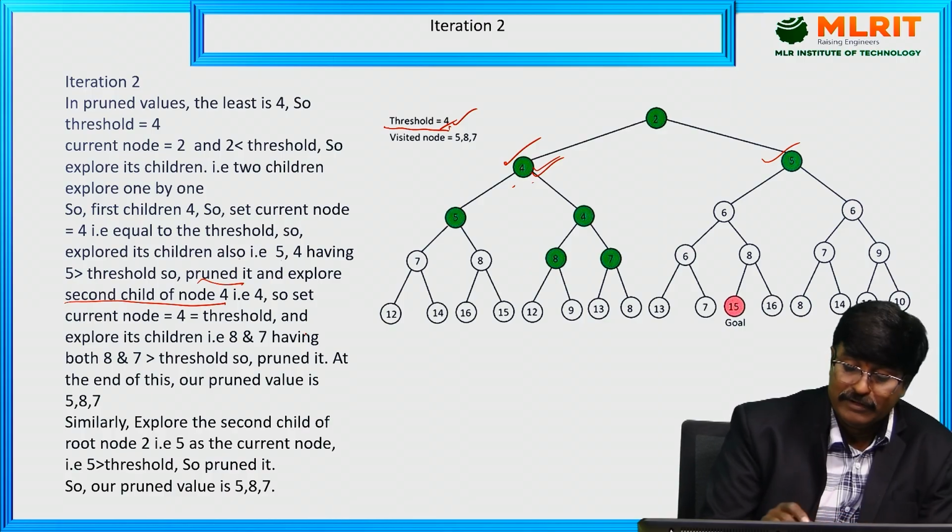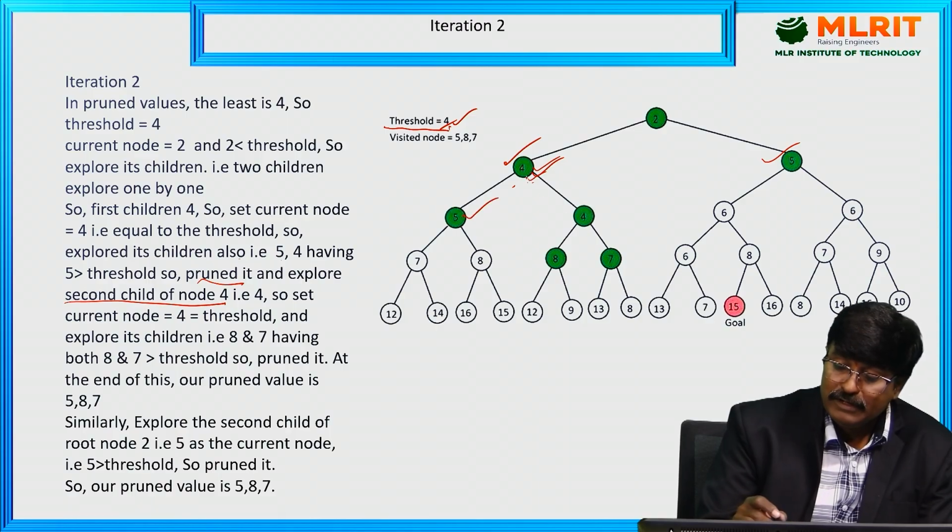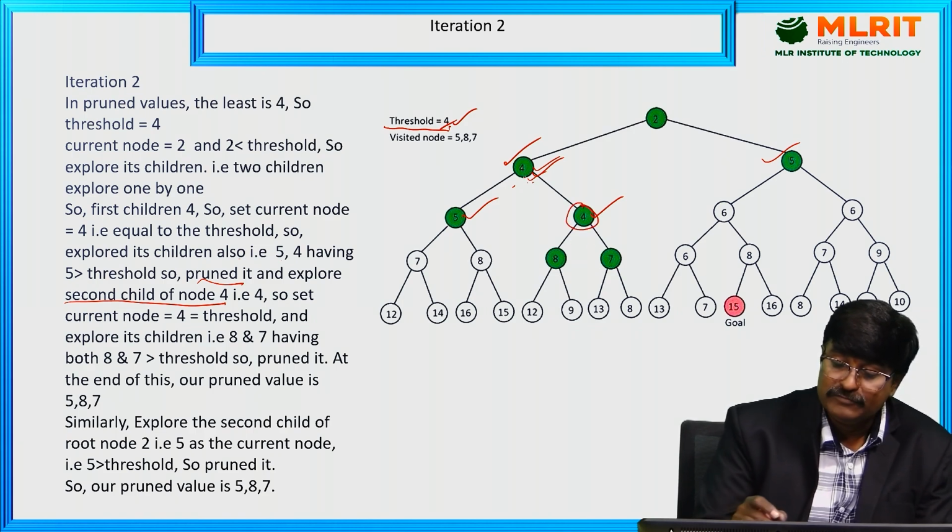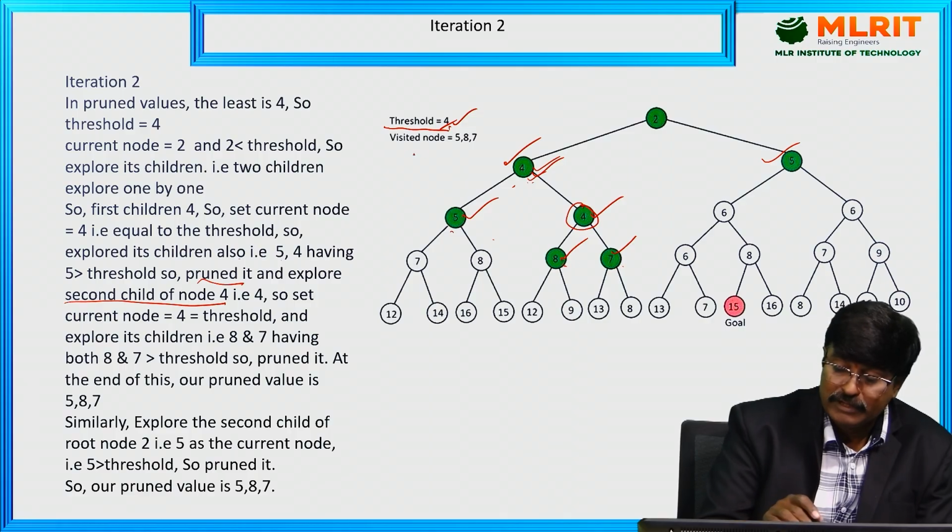See, when expanding, we are again visiting the 5th node, and this is the value 4. Because the threshold value is 4, again you expand it further. So the value less than the threshold value, you can expand it. When you are expanding this one, 8 and 7. Now what nodes are we visiting at this iteration? 5, 8, 7, these are the nodes we are visiting.